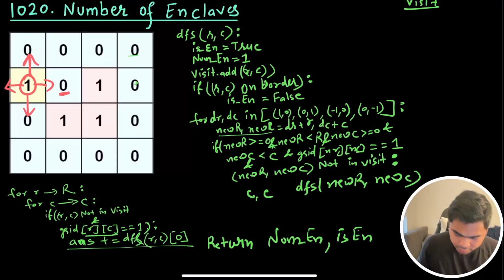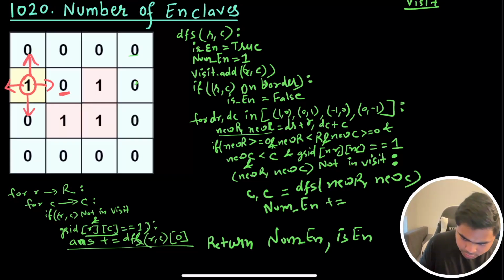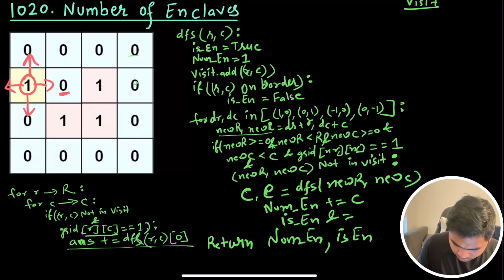By the way, whatever my DFS returns to me, I will just increment the count. So num enclave would be plus equals this C, where C is the count and this is E, by the way. So enclave and C. Please forgive my handwriting here. So C, and then E, and num enclave right here would be and equals this E.